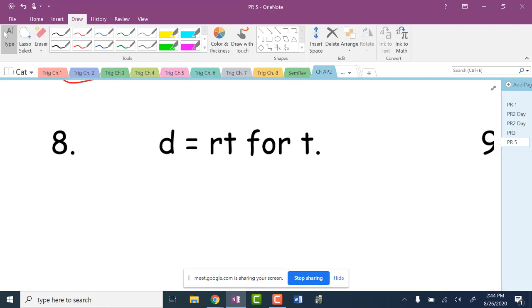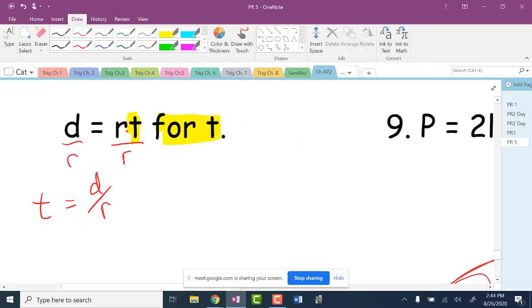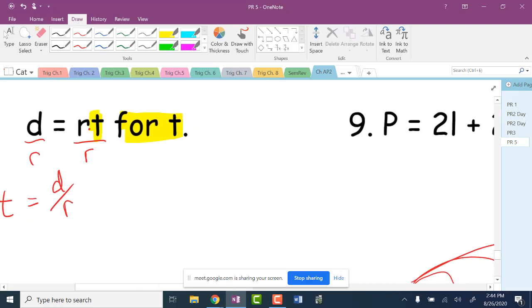But this is the distance equals rate times time formula. You don't have to know that. I'm just sharing that. This one's real simple. If I'm going to solve for t, then this is just multiplication, r times t. So I'm just going to divide by r. Sometimes it's that simple. So now we have this formula in terms of time. Time equals distance divided by your rate.